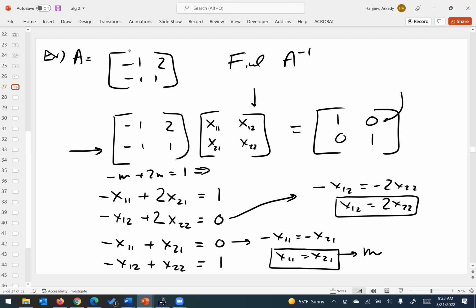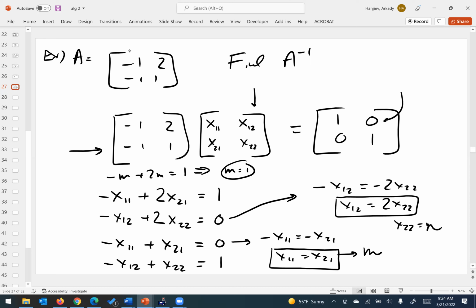And if that's true, what's M? -M plus 2M is equal to 1, so M is 1. Cool. I know this guy's a 1 and a 1. Okay, that's cool. So then I know a double relationship here. Notice real quick here, the double relationship goes backwards. So if x22 is, I'm going to call it a different variable. Let's call it N this time.